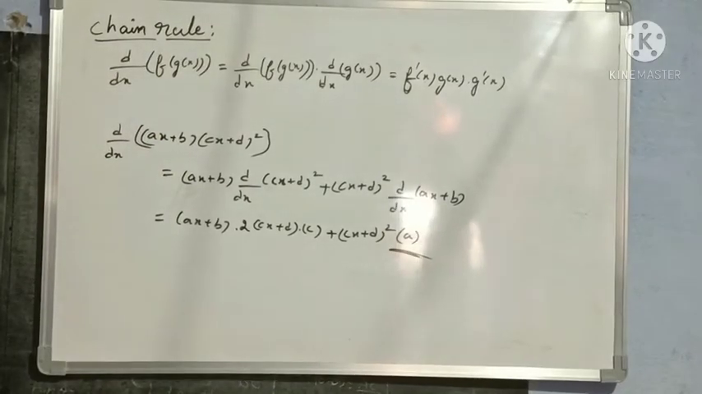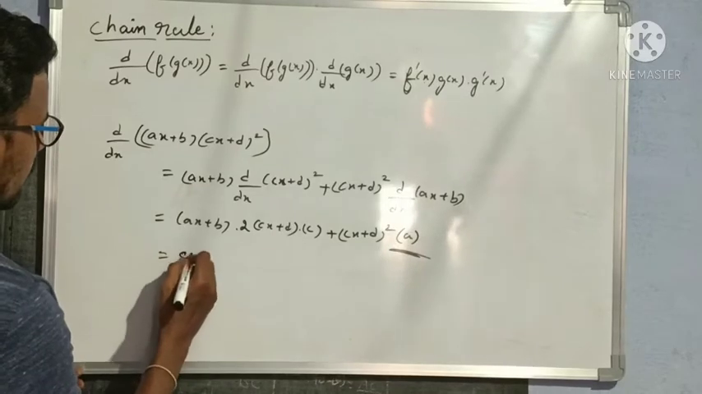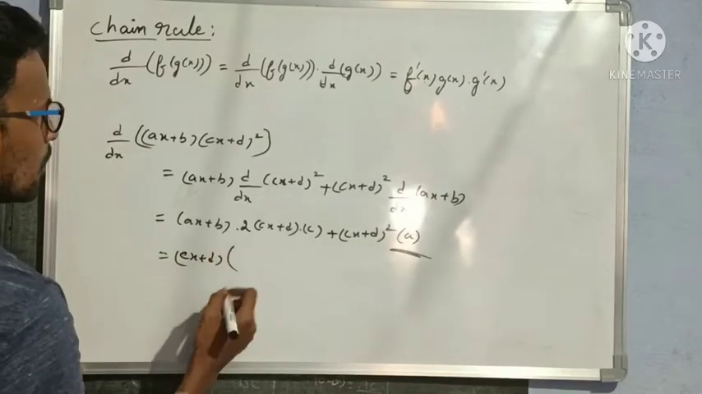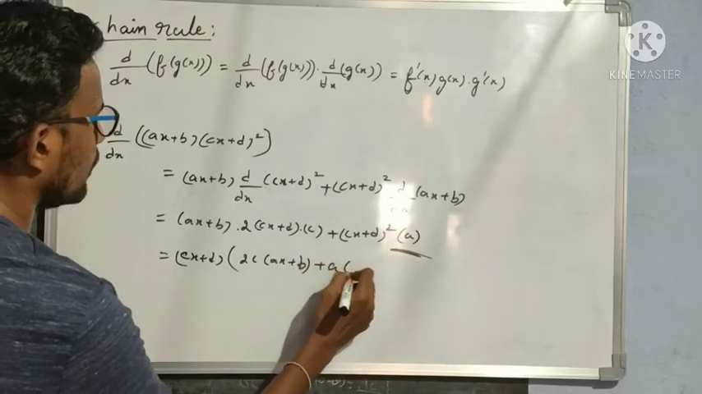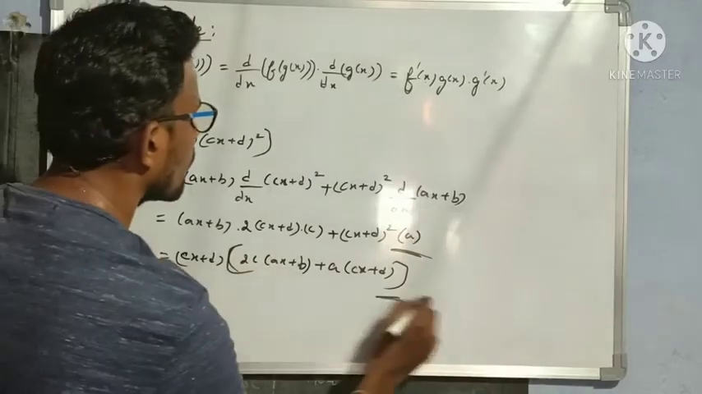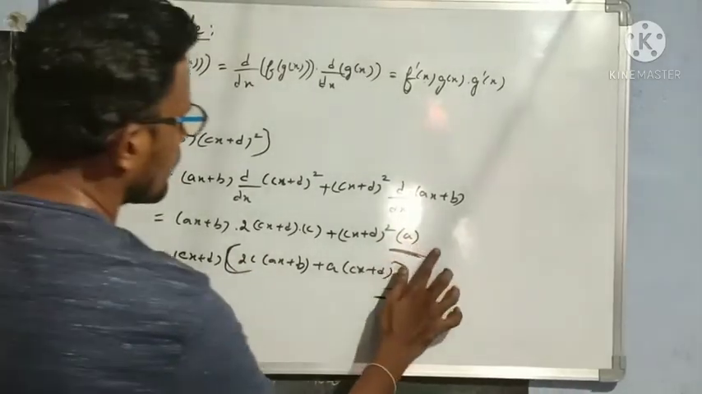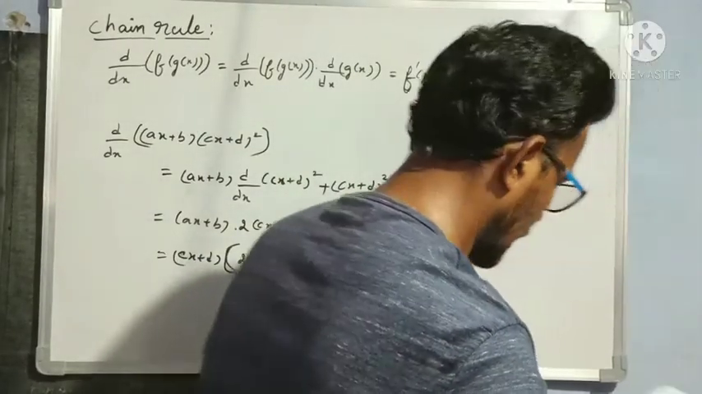Understood? If we take cx plus d as common, then we will get cx plus d into 2c into ax plus b plus a into cx plus d. This is your final answer. Clear? This is a special case derivative which is very, very important. So let us see one more.